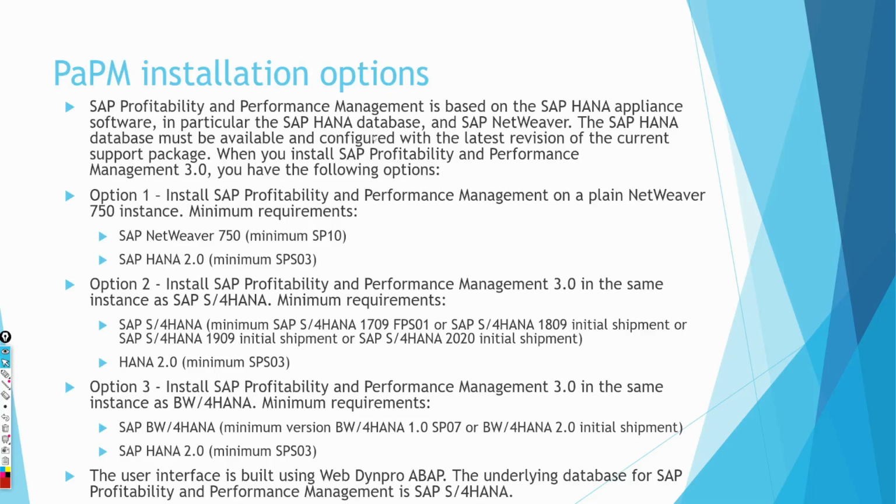Now these are the installation options. For example, I showed you option 1, which is a sidecar, that is a separate system with PAPM. Second is S4 HANA with PAPM on top. Third is BW on HANA. So these are the different installation options that we discussed previously.